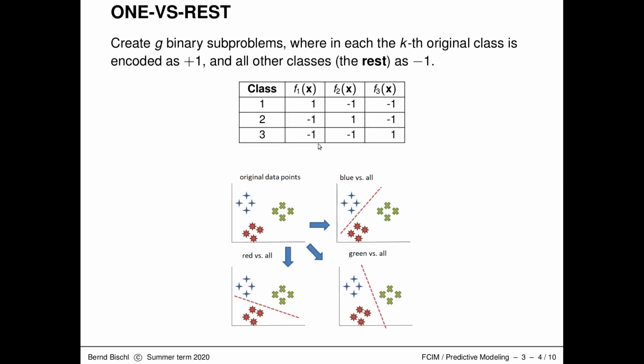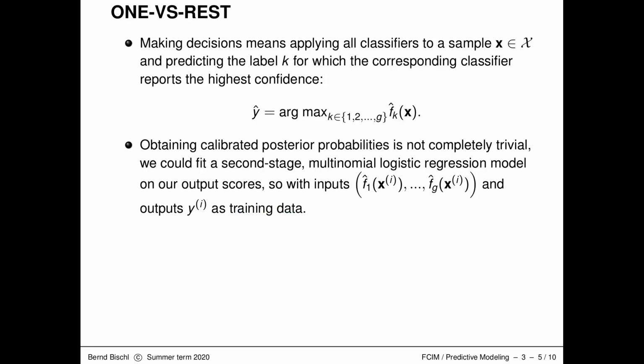So I would use that one to predict X, I would use that one to predict X, and I would use that one to predict X, and which of these actually forms the highest score, maybe this one here, then defines which class is actually predicted. So in this case, the second one. Because in that case, confidence for the second class in these binary comparisons would be the highest.